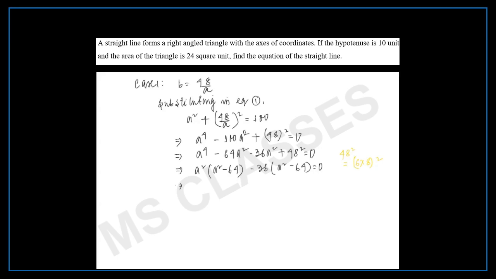Now from this we can further simplify to (a square minus 36) into (a square minus 64) equal to 0. So here you can see that a square can be 36 or a square can be 64. That is, a equal to plus minus 6 or a equal to plus minus 8. Now when a is plus minus 6, correspondingly we can find the value of b. In that case b will be plus minus 8. And similarly when a equal to plus minus 8, we have b equal to plus minus 6.